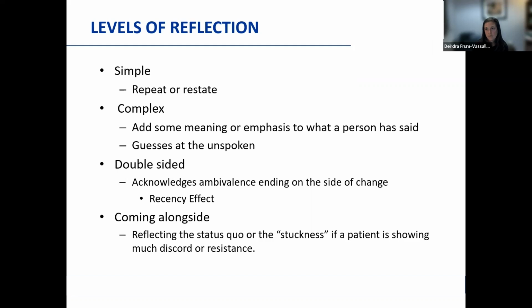Another type of complex reflection technique, which is really important when we're working with somebody who's ambivalent and when we're feeling that tension in the relationship, is called coming alongside. And coming alongside is one of the only times in MI when we actually reflect the status quo. We reflect that stuckness. If a patient is showing a lot of discord or resistance and we just feel that tension, we just come alongside them. And we might say something like, "You're really feeling stuck about this right now." Simply reflecting where the patient is at.